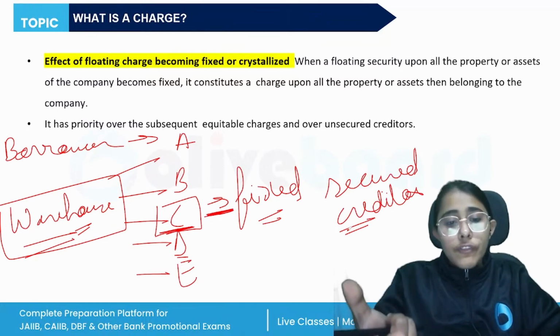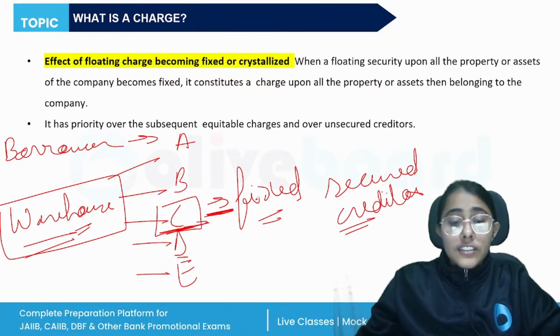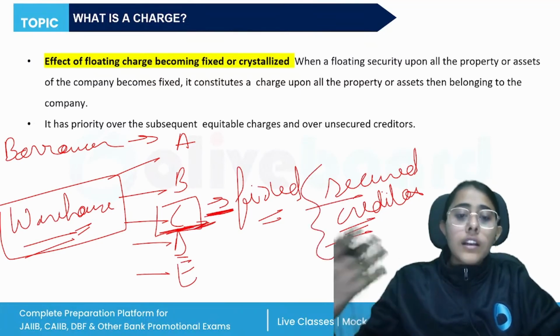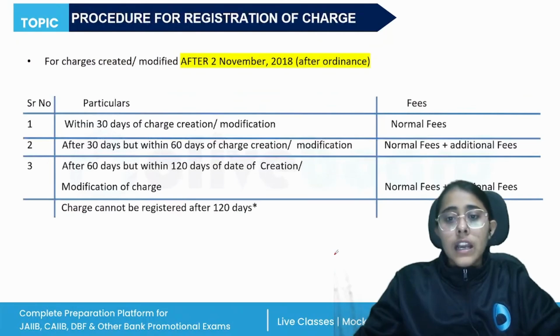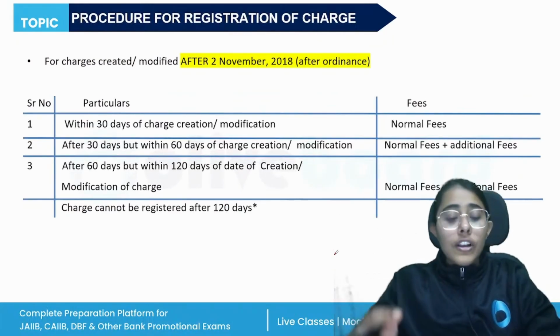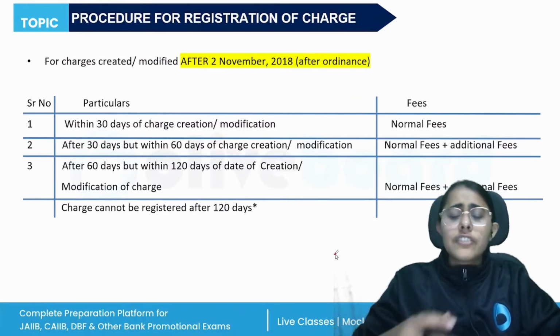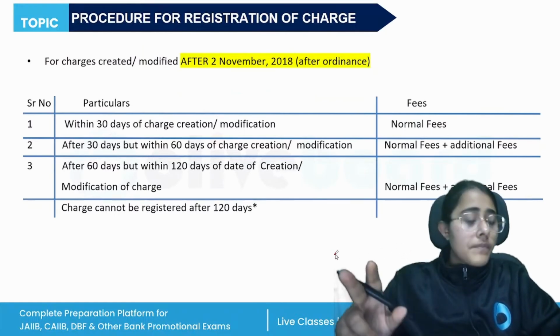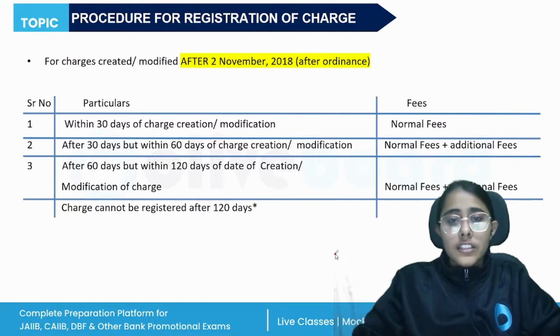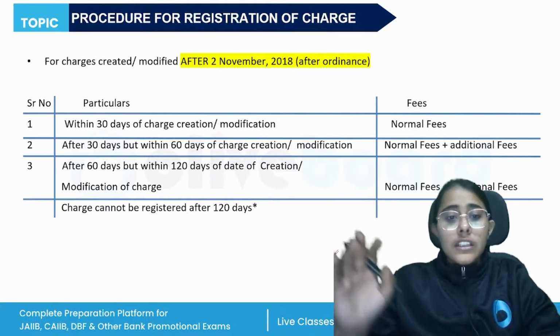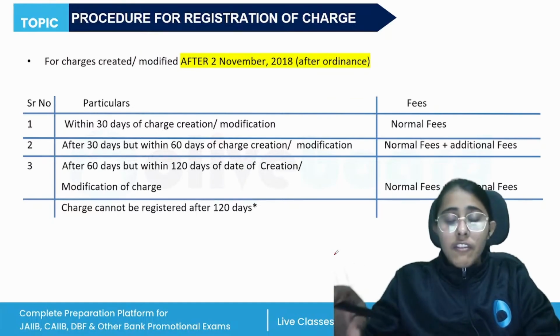creditor, right? So whenever a fixed charge is created or a charge is registered, this creditor will become the secured creditor and they will get priority over all the other subsequent equitable charges or over the unsecured creditors. So this is the whole concept of getting the charge registered. That is why the charge is registered, right? So any subsequent registration of charge will not hold any prejudice to the first person or the first entity that got the charge registered. So it doesn't matter even if the third or the fourth person is getting the charge registered, whoever registers the charge first will get the priority.